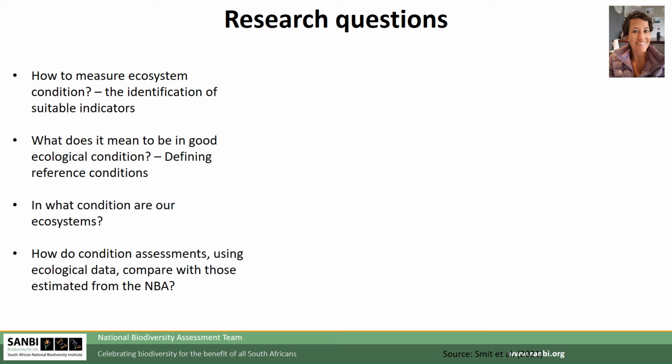Some of the research questions that we hope to achieve include: how do we measure ecosystem condition, the identification of suitable indicators, what does it mean to be in good ecological condition, defining reference conditions, what is the status or condition of our ecosystems, and how do condition assessments using ecological data compare with those estimated from the NBA.